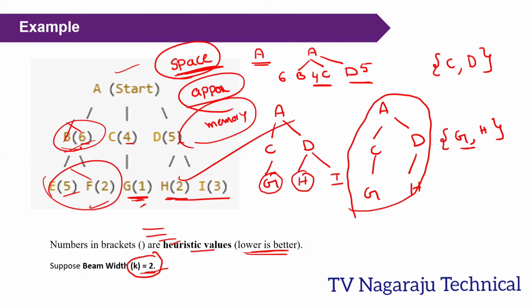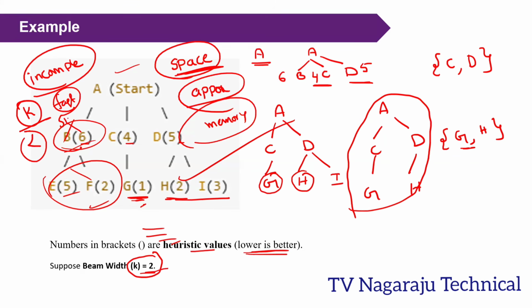But remember, here beam search is incomplete. Why is it incomplete? It may miss the solution. That depends on the k value. If the beam width is small, maybe the algorithm is fast but less accurate. If beam width is larger, the algorithm is slower but more accurate. Depends on beam. This is the beam search algorithm.